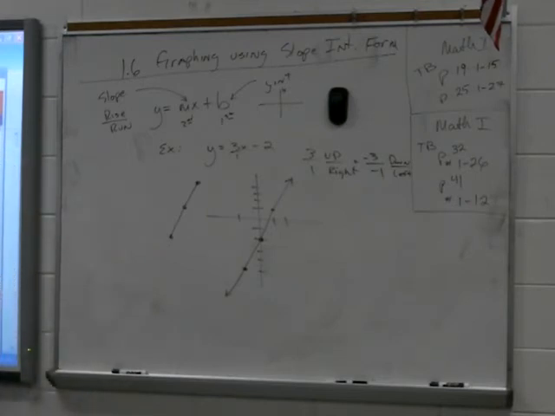How are we doing on time? 2:45. Write this down also. Minimum of how many points? 3. Minimum of 3 points. Anytime you're graphing using slope-intercept form, you must have a minimum of 3 points. You can have more, but you must have a minimum of 3 points.